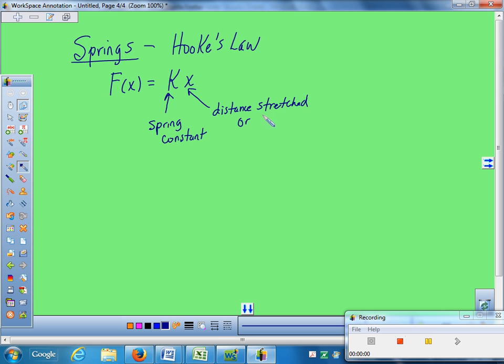Does this go in our journal under Hooke's law? I'm pretty sure it would go under Hooke's law, yes. I don't know if there's a... Okay, no, this is it.